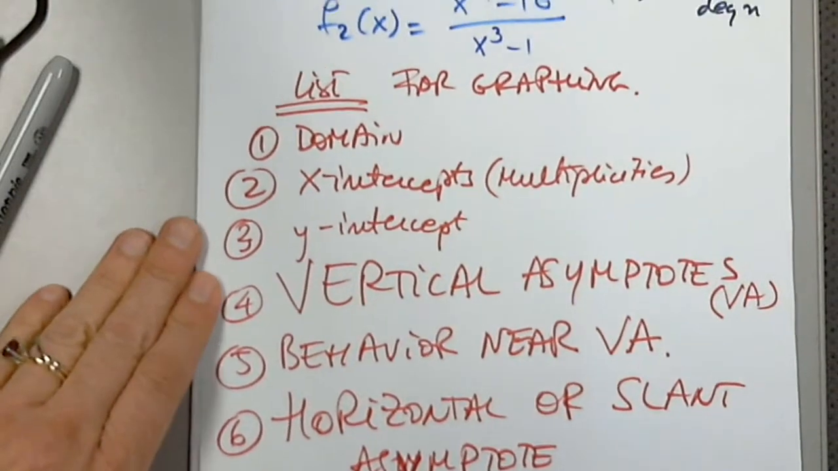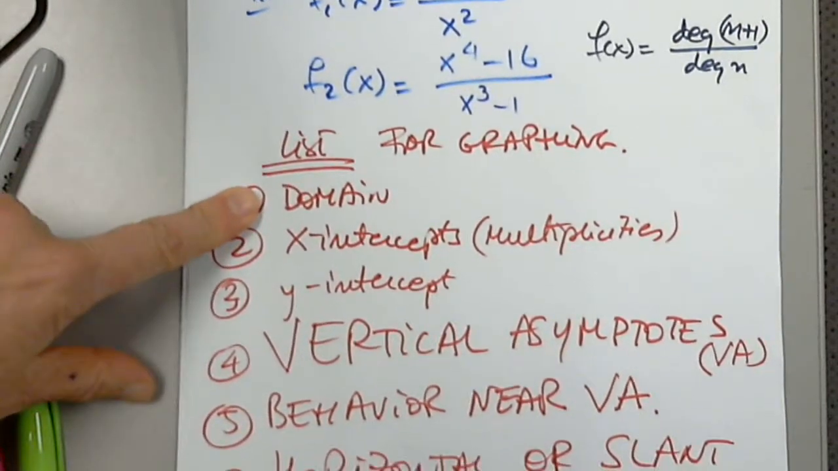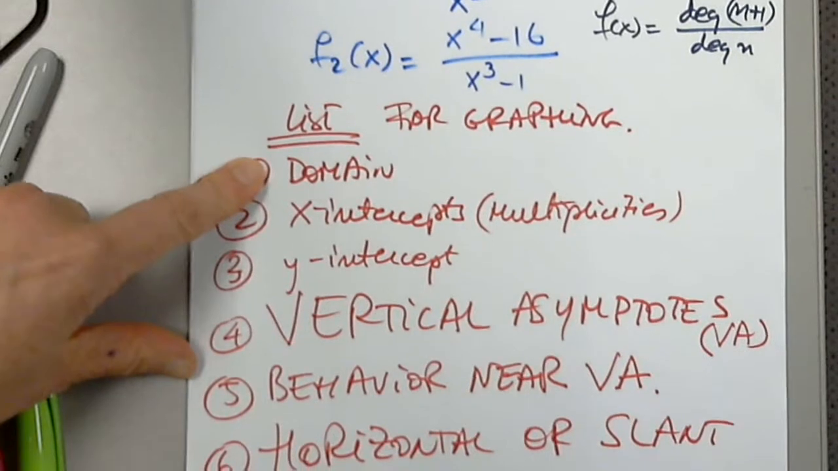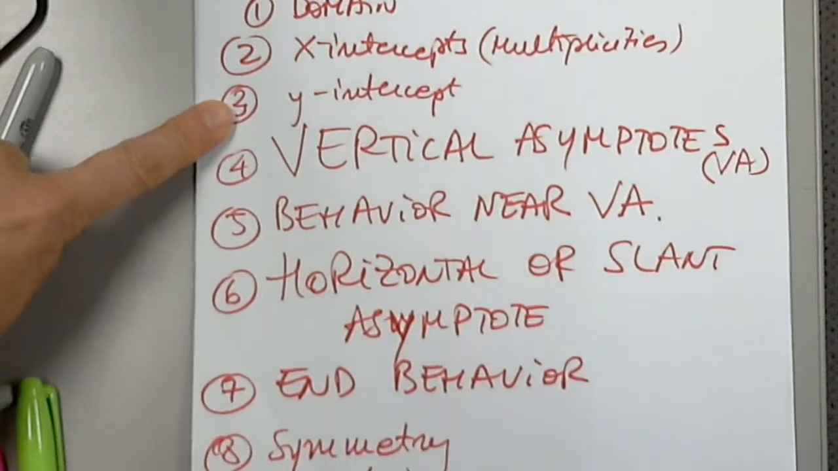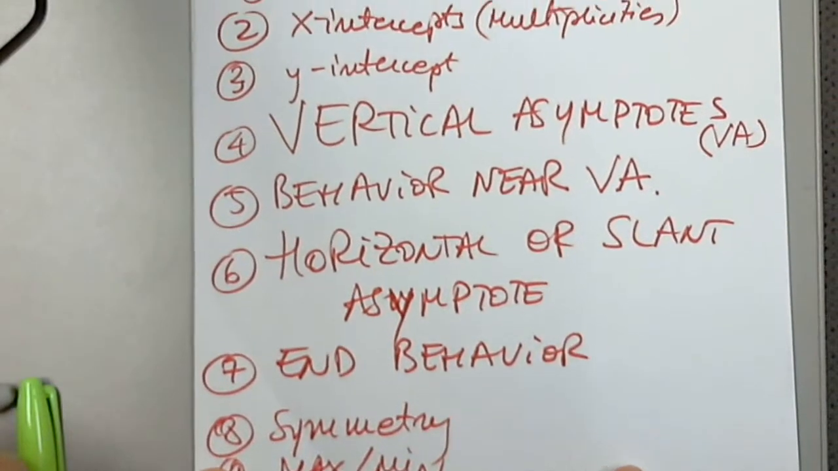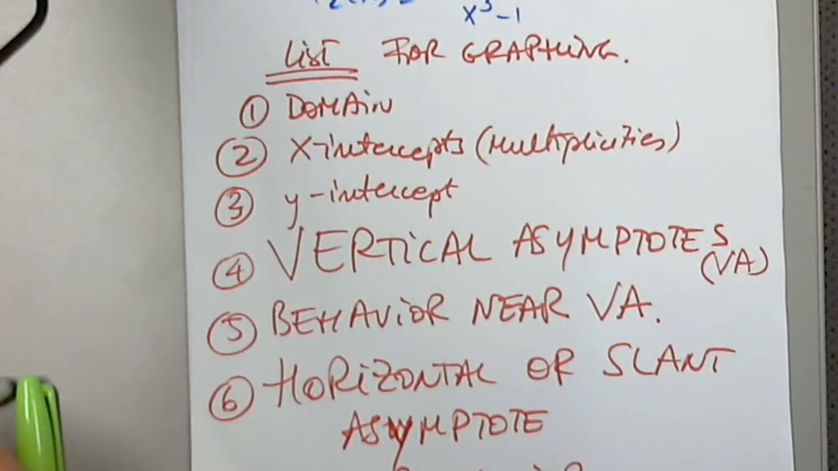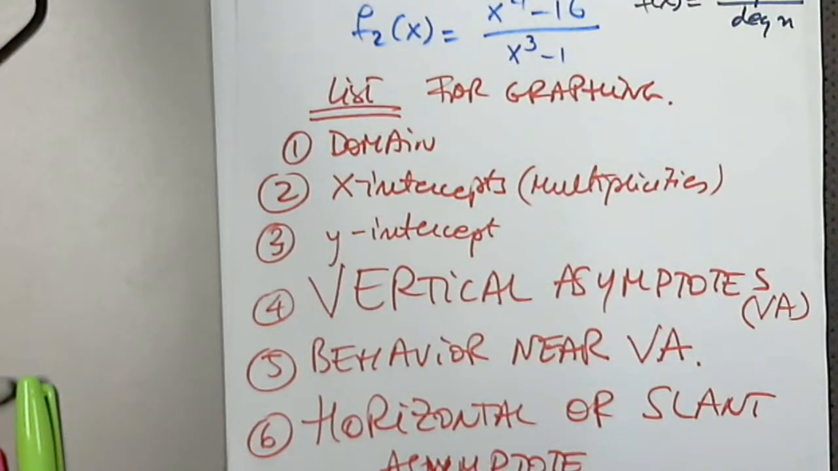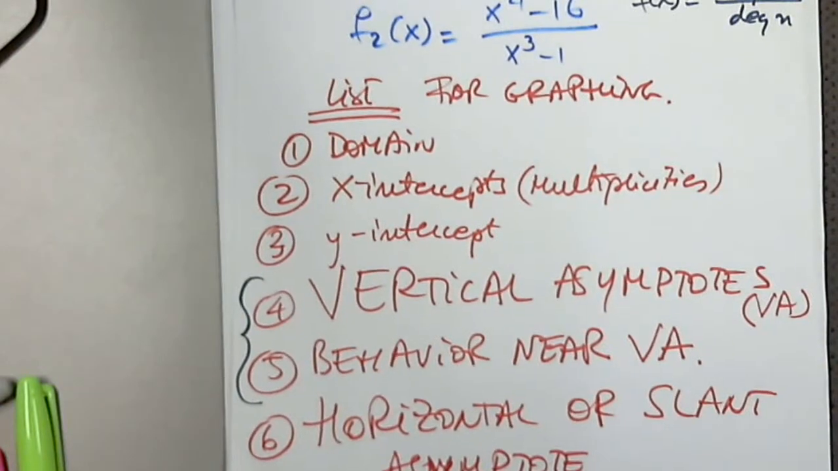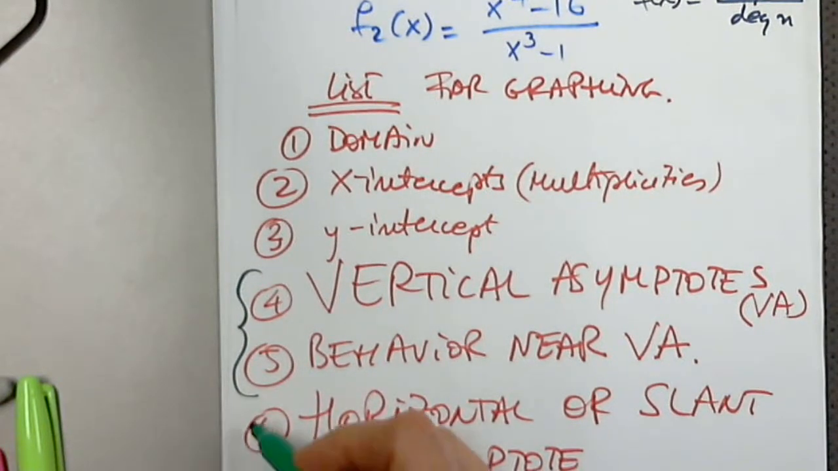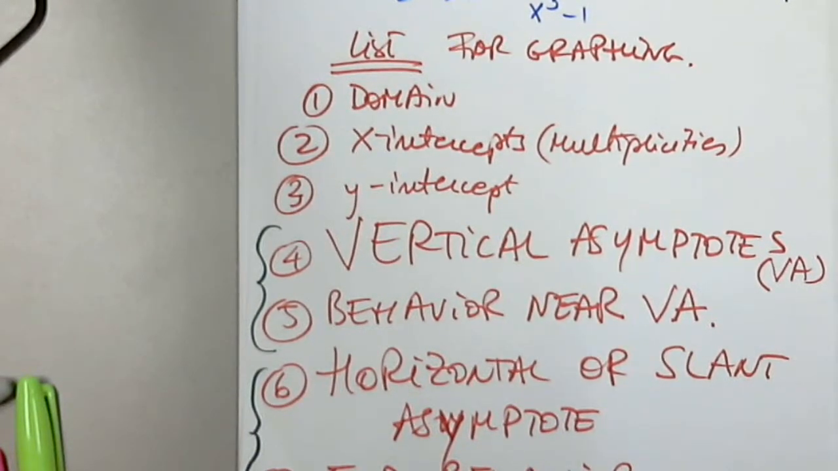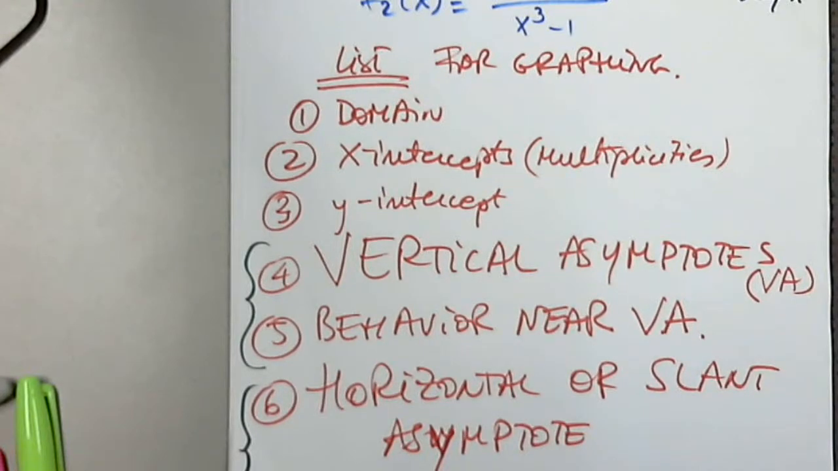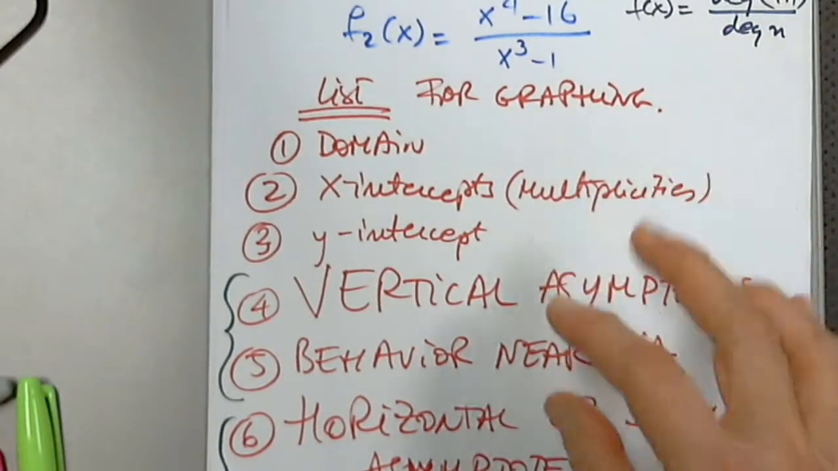So let's talk about the new things here. Domain, x-intercepts, y-intercept, symmetry, max and min are all clear. And behavior should be clear, but it's really not yet clear. These two go together, and they can be accomplished in one step. Oh, we can also add the range. So these two go together, and these two go together.